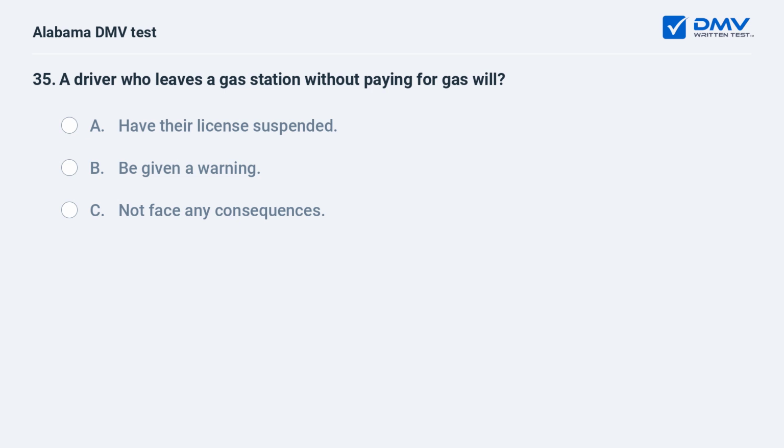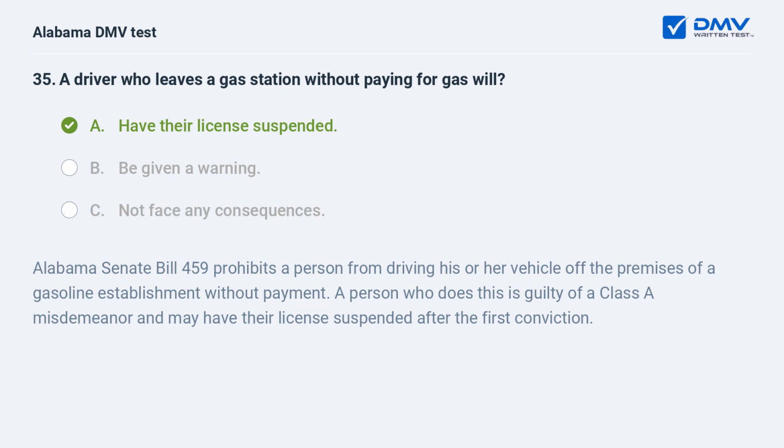A driver who leaves a gas station without paying for gas will A. Have their license suspended, B. Be given a warning, C. Not face any consequences. A. Have their license suspended.